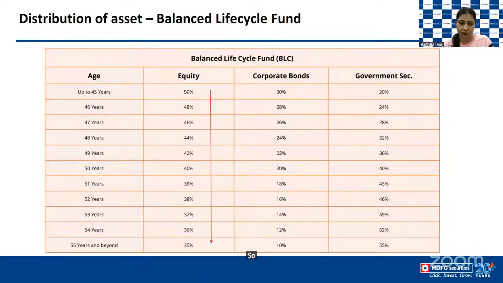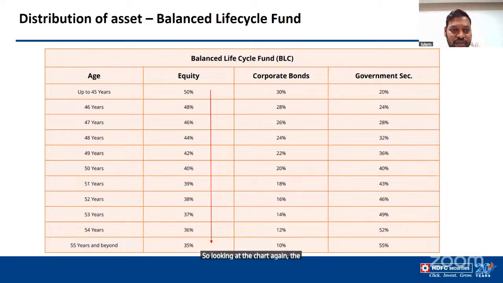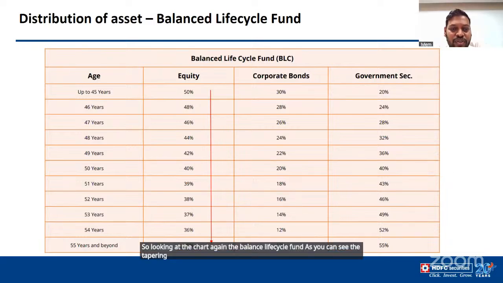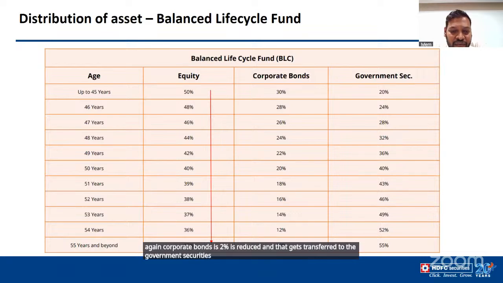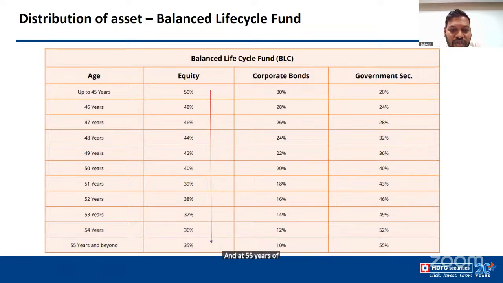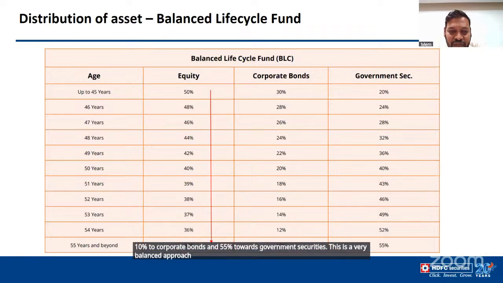So looking at the chart again, in the balanced life cycle fund, the tapering of equity exposure starts from 46 years of age, where 2% is reduced. Again, corporate bonds are reduced by 2%, and that gets transferred to government securities. At 55 years of age, you still have a higher allocation towards equity, which is 35%, 10% to corporate bonds, and 55% towards government securities. This is a very balanced approach to investing, where you have the right mix of equity exposure as well as government debt.